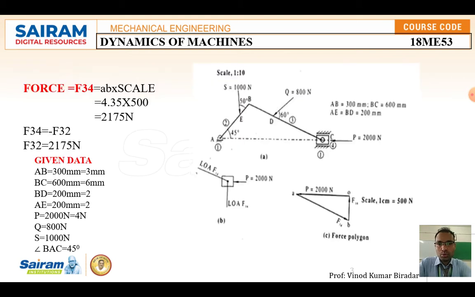So now I am going to solve it step by step. First, you draw the diagram to actual scale. You take the values from the given data and construct this. How to construct this? Mark here AB, which is given as 300.